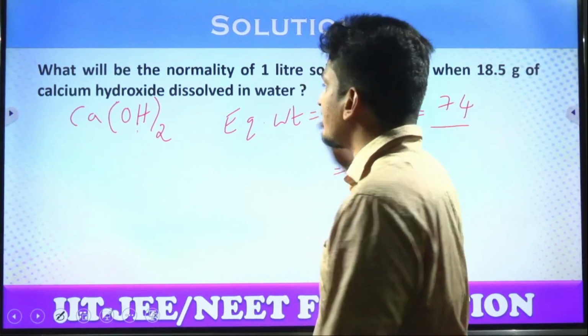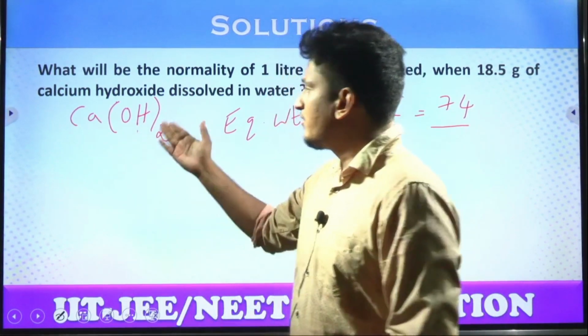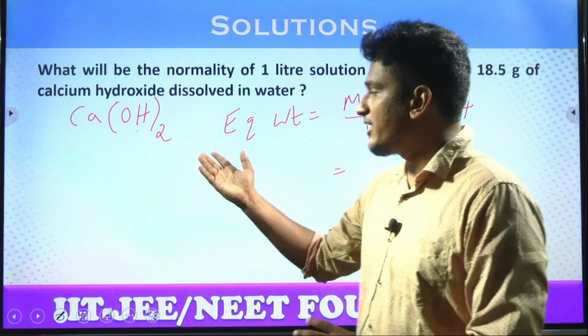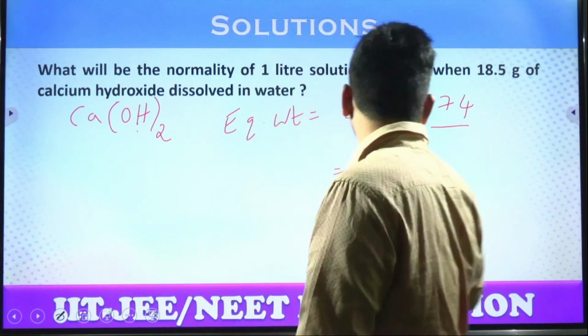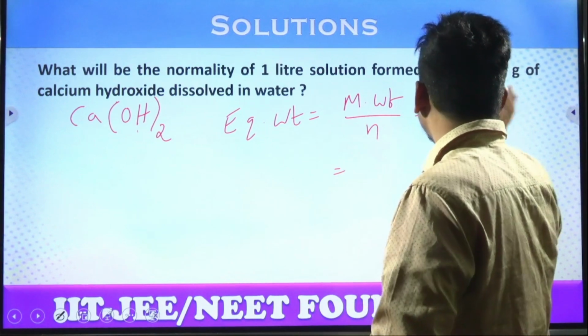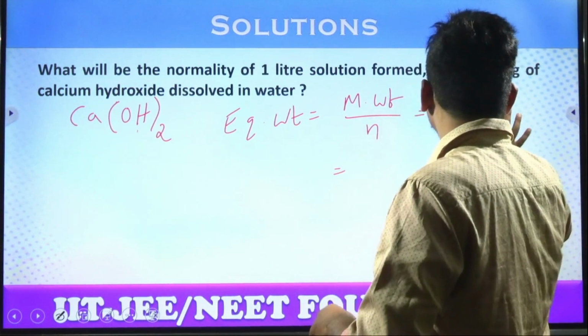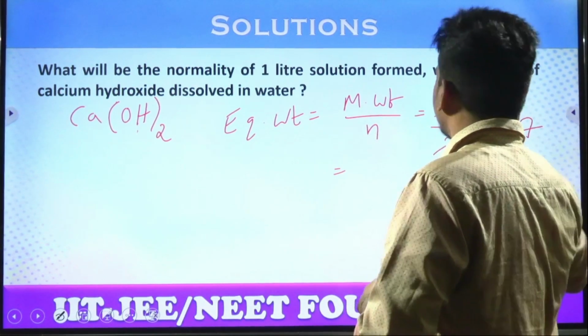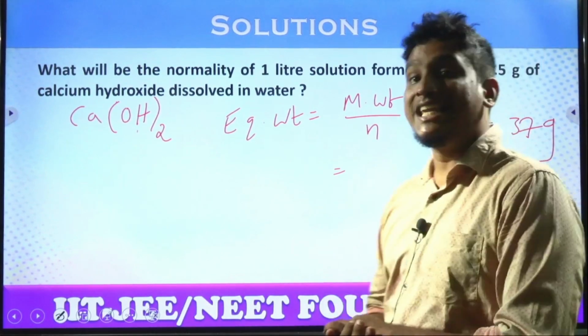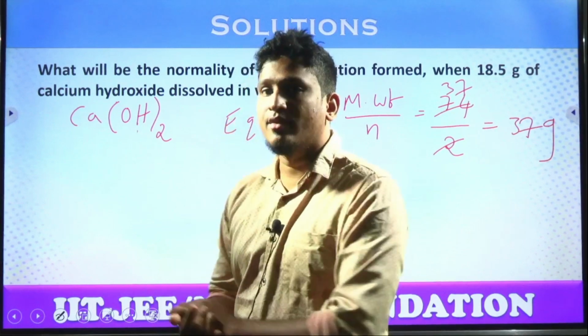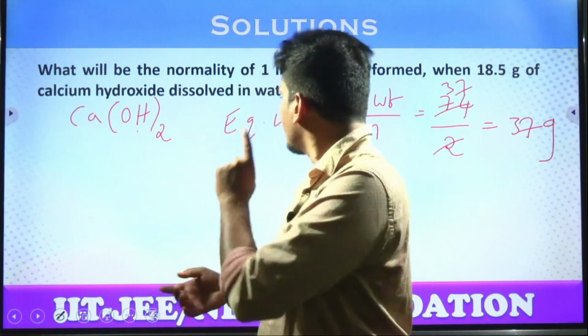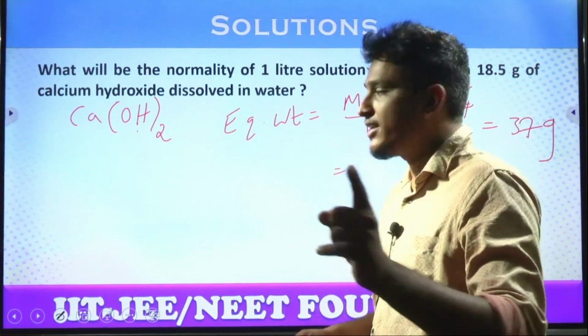And what is the N factor, students? For calcium hydroxide, how many hydroxyl ions can it release? It can release 2 hydroxyl ions. Yes or no? So 74 divided by 2. That's it. How much? 37. So 37 grams is the equivalent weight of calcium hydroxide. Its molecular weight is 74 grams. Its equivalent weight is 37 grams.